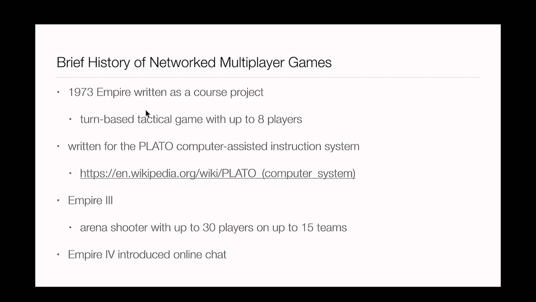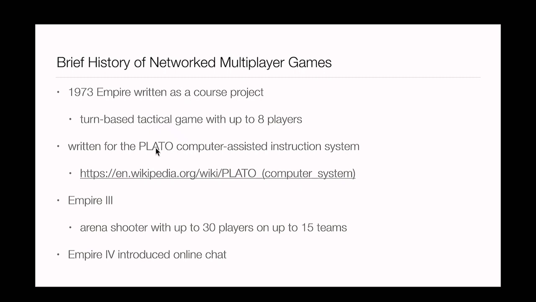Again, the computers at this time, remember these giant computers, would occupy a big chunk of a room. He wrote this as a turn-based tactical game with up to 8 players. Everything's text; there are no graphics at this point in time. He wrote this as part of a course project. It was written for this system called Plato, which you probably haven't heard of. It's now lost to time.